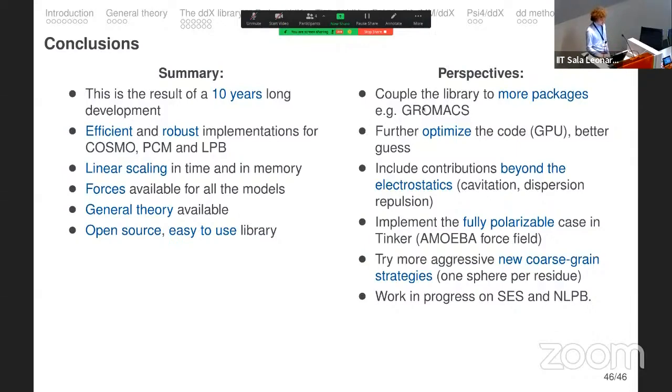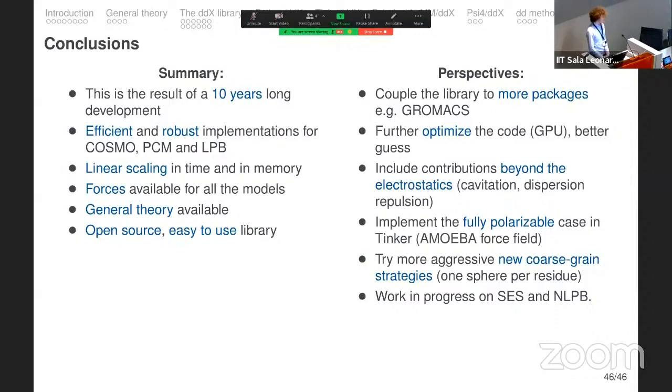That would be possible, but it was never done. We could also go beyond electrostatic. There are many people working on additional terms to the solvation energy, like cavitation or dispersion repulsion. So we could collaborate with them to include in our library also these other things, to make it easy to actually include these terms in a calculation.